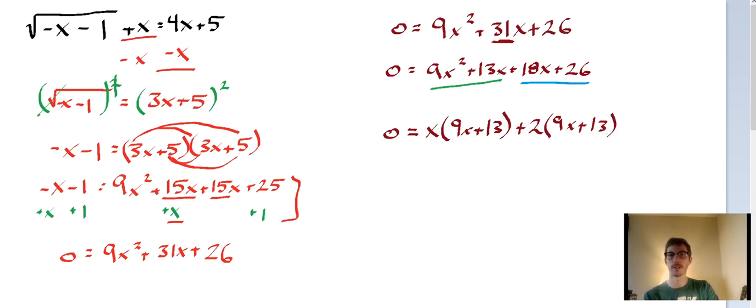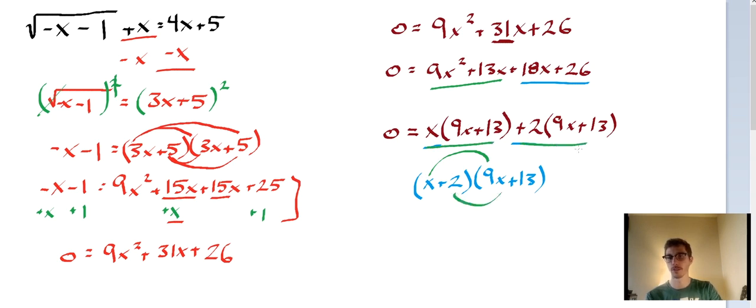And you might notice this is sort of like working out the distributive property. This x plus 2 is our first part, and this 9x plus 13 is our second part. So you'll see the x plus 2 has been distributed. Up here we're just reversing it. Here's the x times 9x plus 13, and then the 2 times 9x plus 13. So that's just the reverse distributive property if you're wondering how we got there.